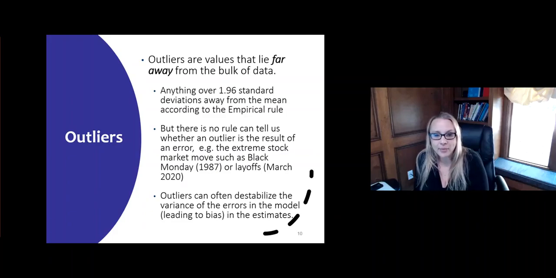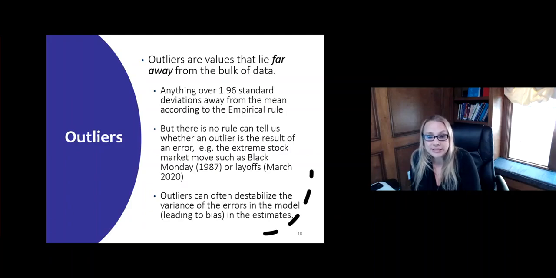Another thing we have to keep in mind, especially with regression, is the assumptions that we make on the error terms themselves. For example, in regression, we assume that the variance of the errors is constant throughout the predicted values. Outliers can often destabilize the variance of the errors in the model, and this can lead to bias in our estimates. An example of that would be in multiple linear regression.